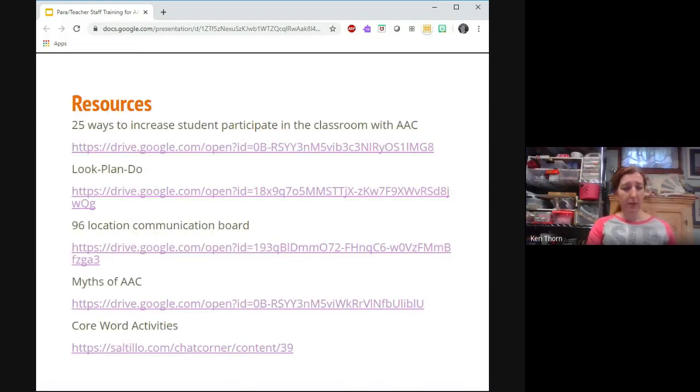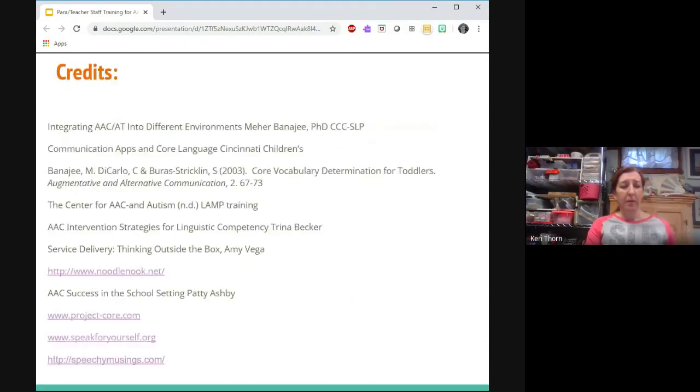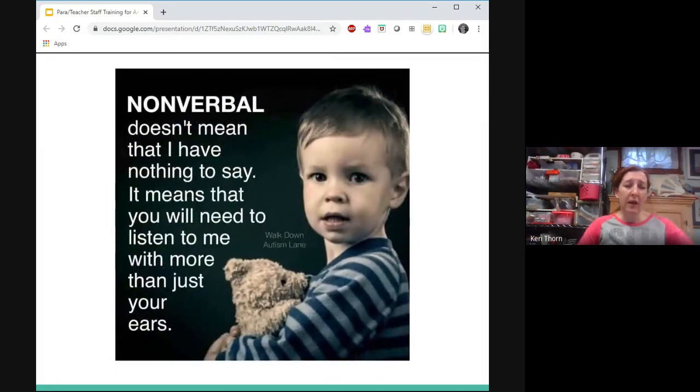Okay, these are just a couple of resources. One thing I like to show too, being nonverbal doesn't mean I have nothing to say. It means you need to listen to me with more than just your ears. So with that, I'm going to switch my screens again. And I'm going to show you guys my iPad, hopefully.